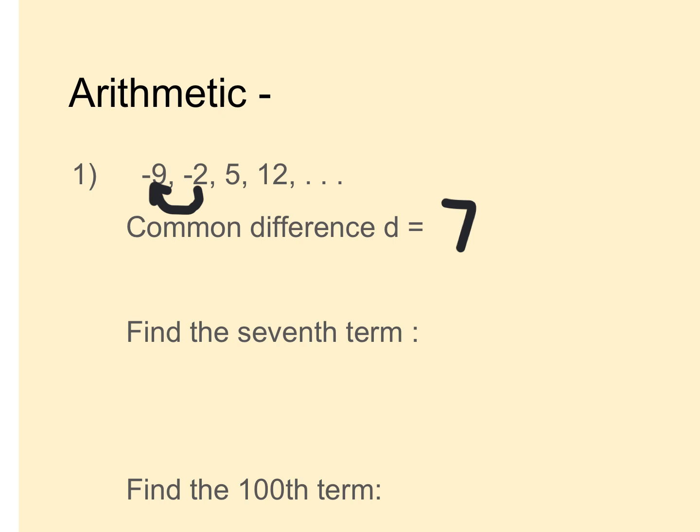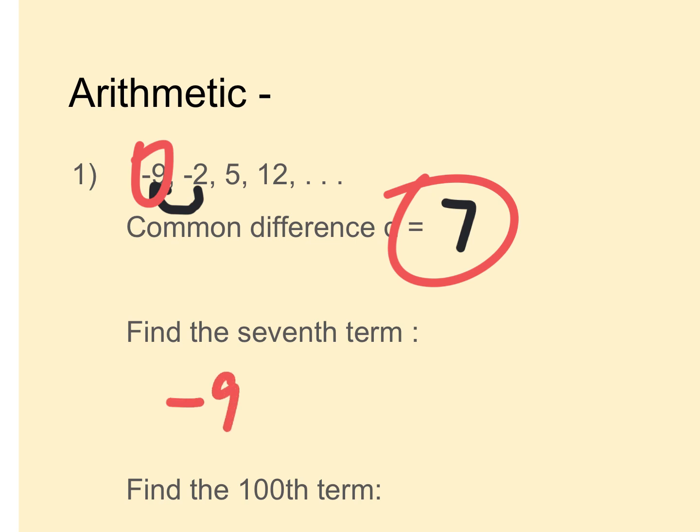Find the 7th term. Do I have to do this 7 times? No, in fact, you don't. You start with a number, and then you're going to do this common difference 6 times. I start with -9, and I'm going to add 7. How many times? To get the 7th term, I'm going to add it how many times? 6 times. 1 less than whatever term I want. All right. But there's a formula for this, and I'm going to share that with you right now.